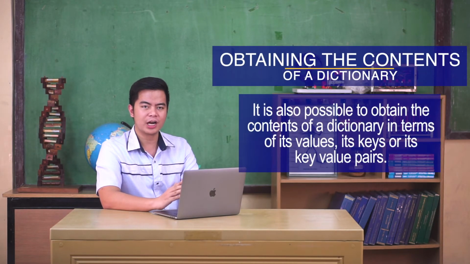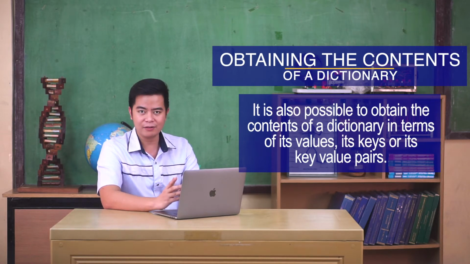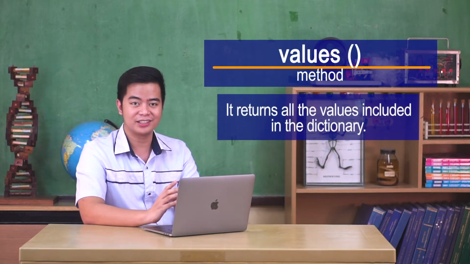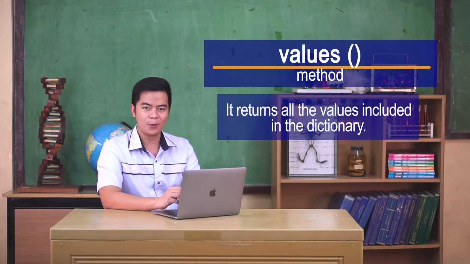It is also possible to obtain the contents of a dictionary in terms of its values, its keys, or its key value pairs. First, the values method returns all the values included in the dictionary. Let's use this code.